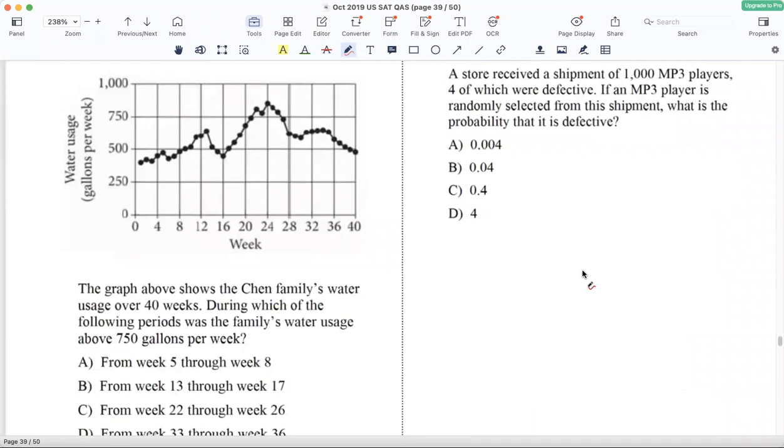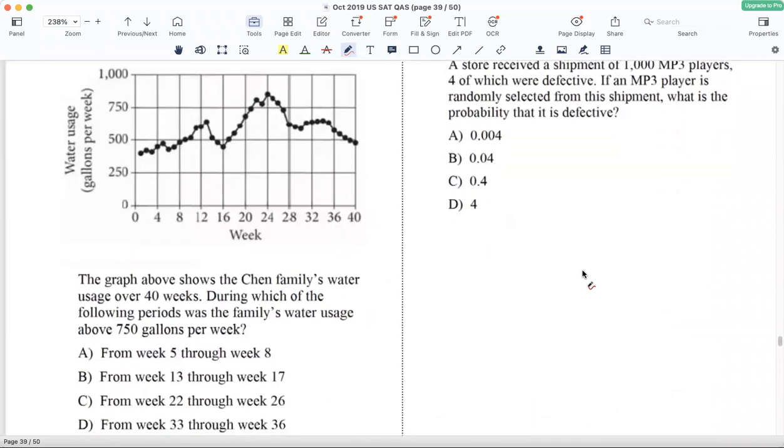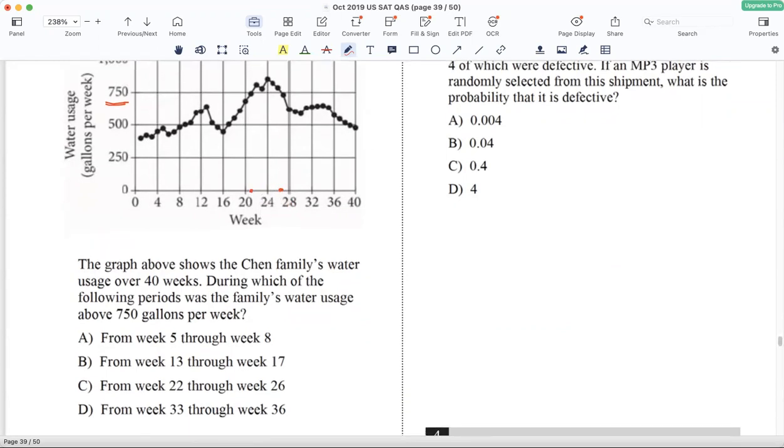Question 1. The graph above shows the Chen family's water usage over 40 weeks. During which of the following periods was the family's water usage above 750 gallons per week? So 750 gallons is here. So above 750 gallons is from this point to about this point. So I would say from about week 22 to week 26, option C.